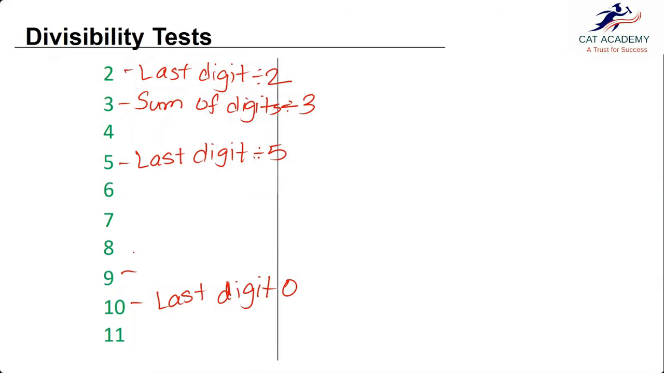9? Same, sum of digits divisible by 9. Correct? Acha. What is the test for 4? Last 2 digits, correct. Last 2 digits should be divisible by 4.